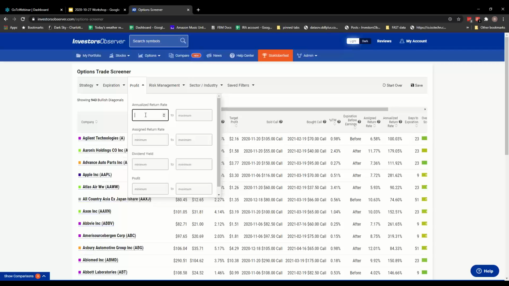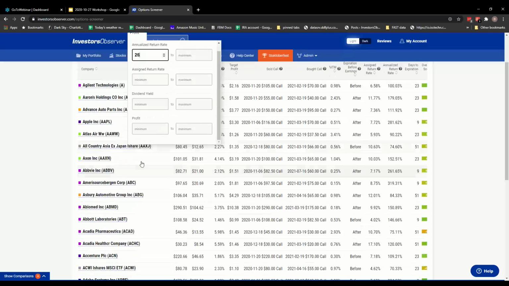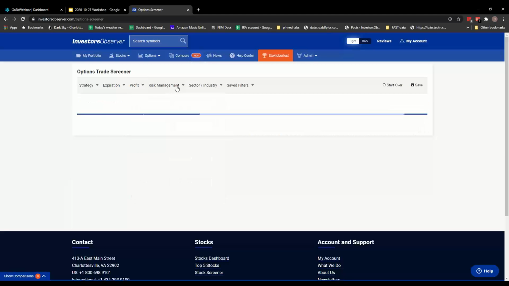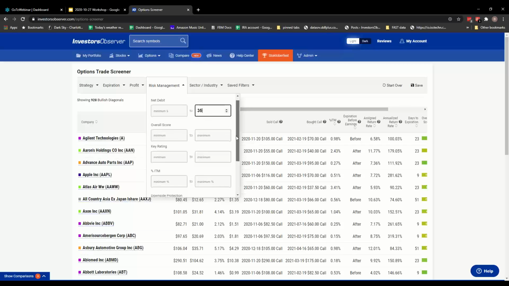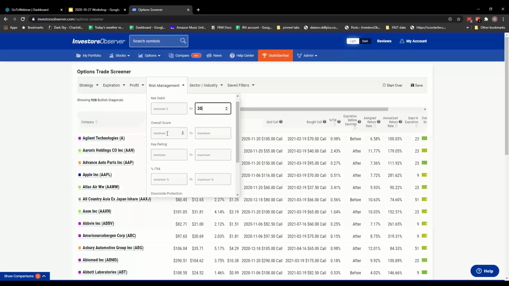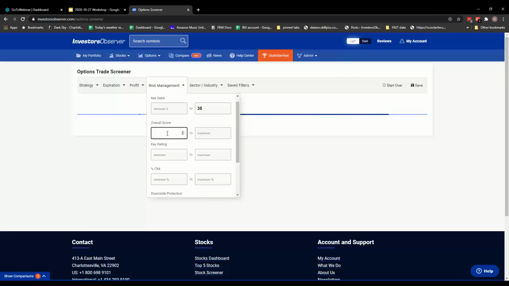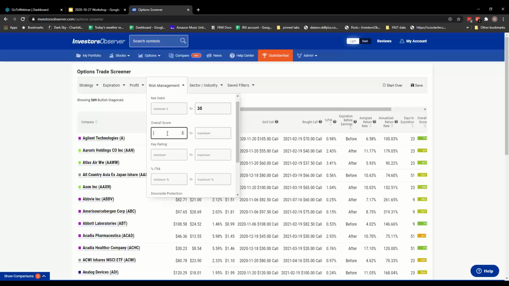Almost always with trades this short, you're going to be higher than the annualized return rate I put in, but this helps cut the number down. I usually do 20 or 25, depending. With the volatility as high as it is right now, 25 is probably reasonable. Then we usually set 35 or 40 for the net debit, because I don't want to do a huge debit on a spread.